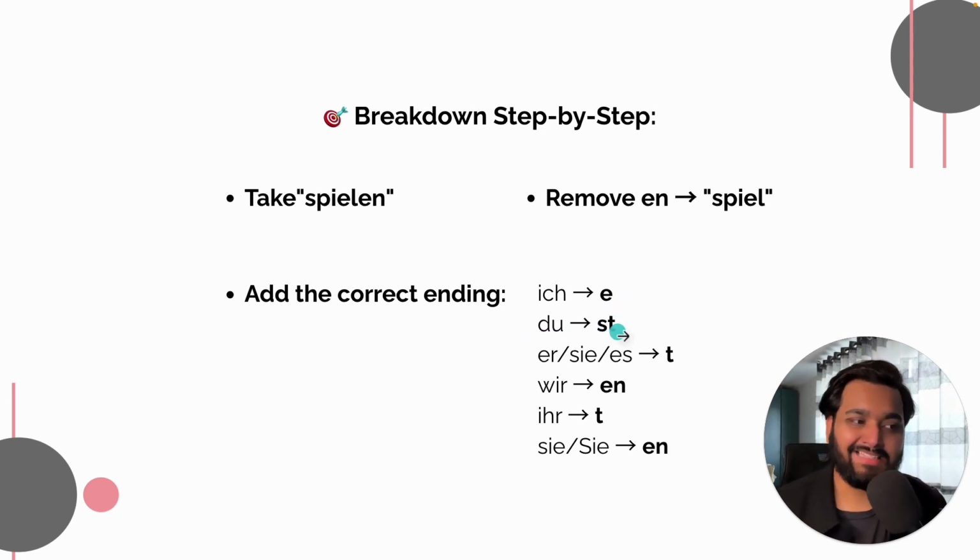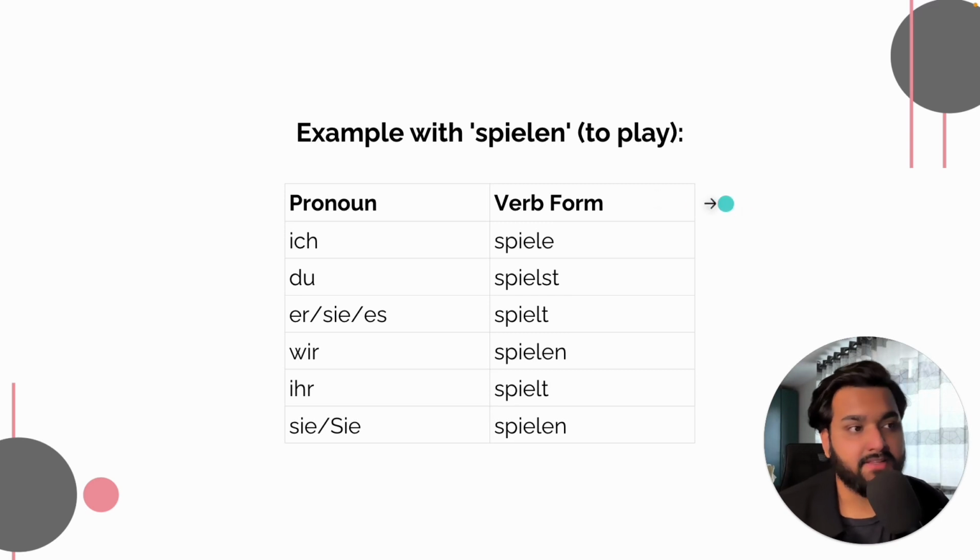Then du, st; er, t; wir, en; ihr, t; sie, en. Let's see it one more time. As you can see, at first we have taken the main verb spielen, then we have removed the "en", and then we just add the custom endings to each of them.